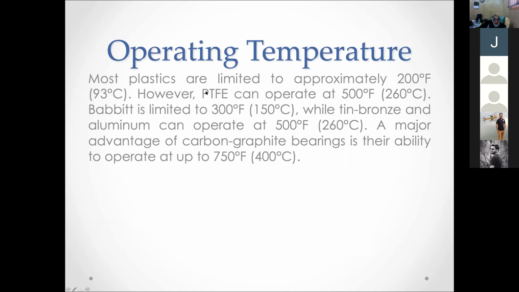Operating temperature, most plastics are limited to approximately 200 degrees Fahrenheit, 93 degrees centigrade. However, PTFE can operate up to 500 degrees, that is 260 degrees Celsius. Babbitt is limited to 150, while tin, bronze, and aluminum can operate up to 260. A major advantage of carbon graphite bearing is their ability to operate at 400 degrees Celsius. Please remember, this is operating capability of various materials used for plain bearings, and carbon graphite has the highest capacity to operate up to 400 degrees Celsius.